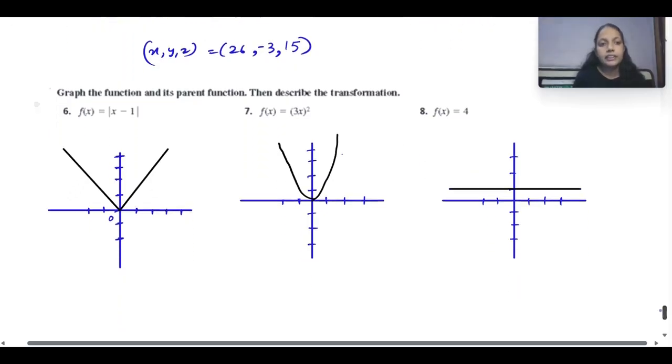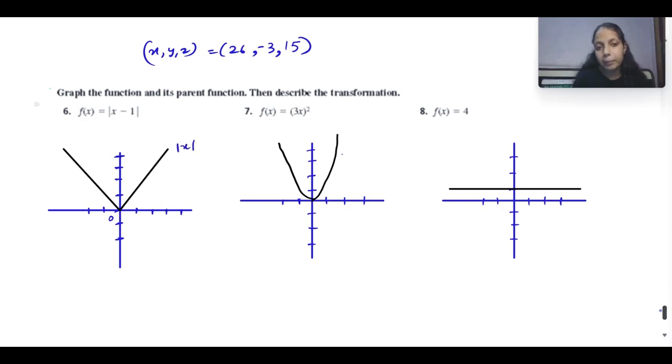In this question it says graph the function and its parent function, then describe the transformation. Here I'm drawing the parent function. The parent function is absolute x. The parent function here is x squared, and the parent function here is y equals 1. How does this parent function absolute x change to absolute x minus 1?